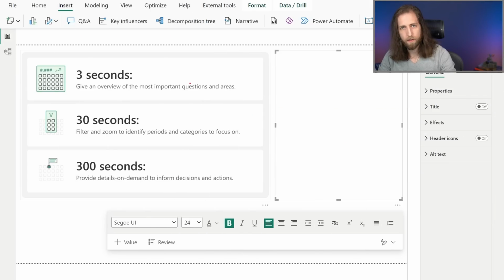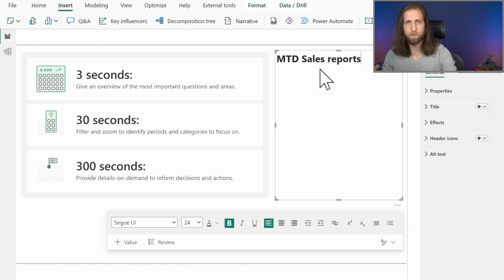To repeat, the 3-30-300 rule is all about how long a user has to spend on your report in order to get what they need. In 3 seconds or less, they should be able to get an overview of important questions and areas. Then in 30 seconds, they should be able to filter and zoom to periods and categories where they should focus. And in 300 seconds, get details on demand in order to make decisions and take actions based on this information. Now, in order to understand this more concretely, we're going to look at some examples of month-to-date sales reports and evaluate whether these reports are effective or not and whether they're following this rule, yes or no.